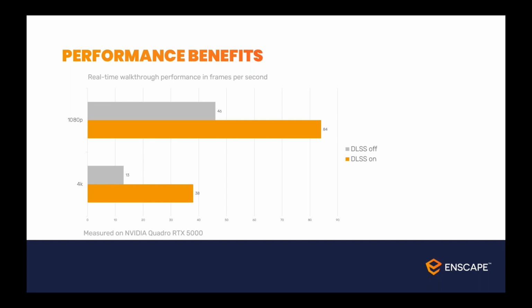On a 4K monitor, we get an even higher increase in frame rate. So we start with 13 FPS without DLSS, which is of course a rather choppy experience. With DLSS on, we almost triple that frame rate to 38 frames per second. So we are above the 30 frames per second threshold, which we are used to from videos, for example.